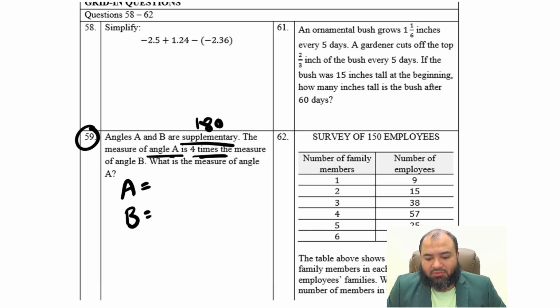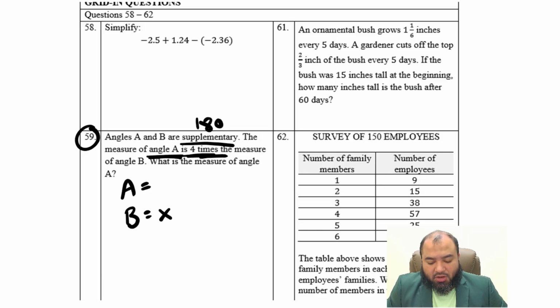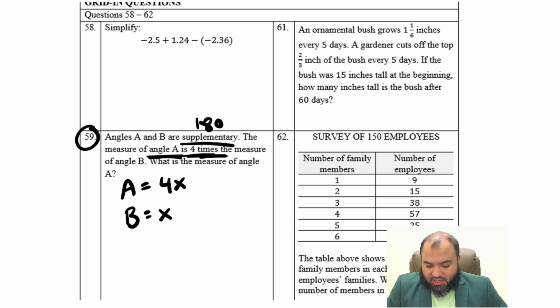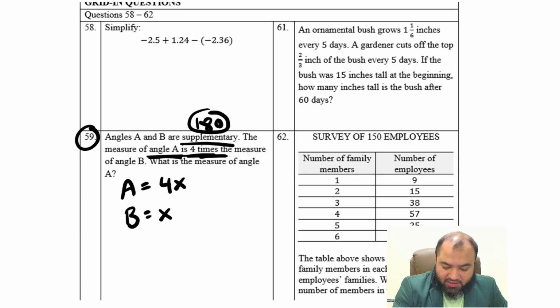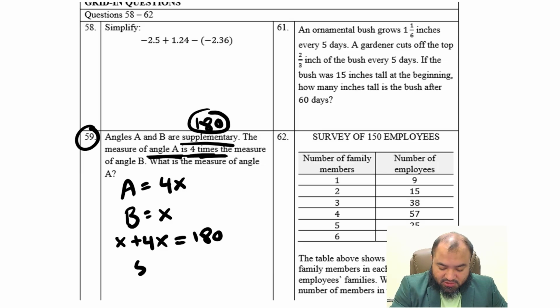Well, you don't want to just pick numbers and try it out. You could. But the faster way is, we know that angle A is 4 times bigger. So I can say angle B is x. Okay. So A will be 4 times x. And what did I say before? Together they are 180. So I can say x plus 4x is 180. Now this becomes an equation. So x plus 4x is 5x equal to 180.